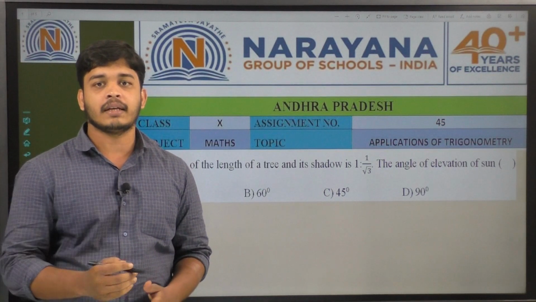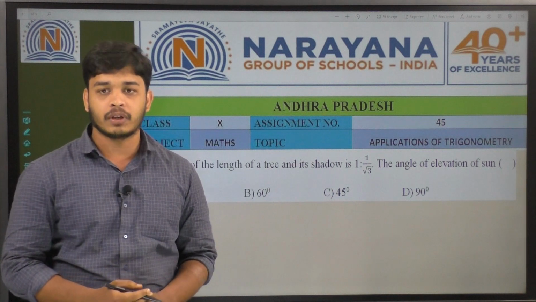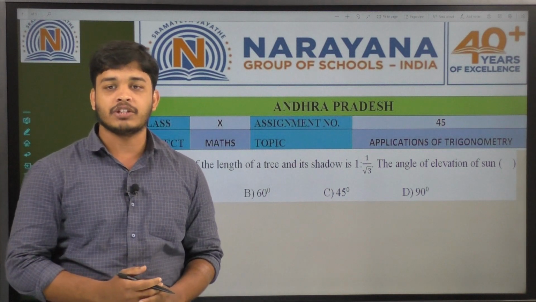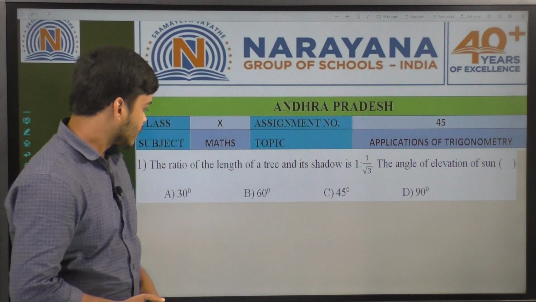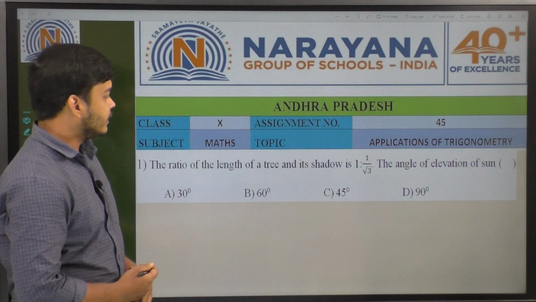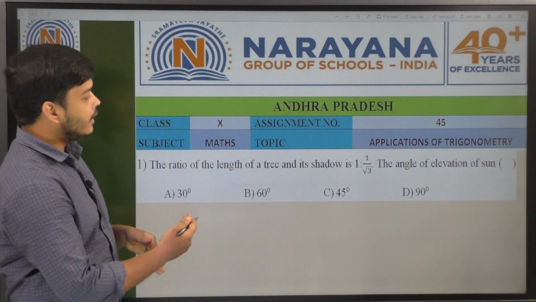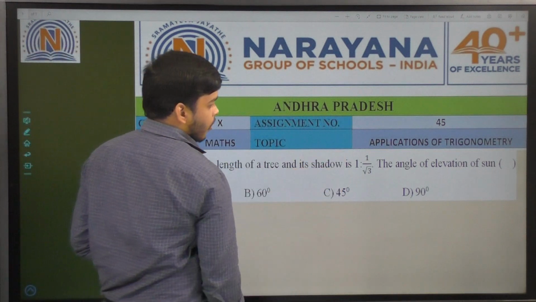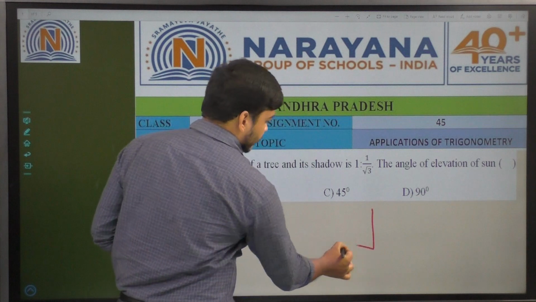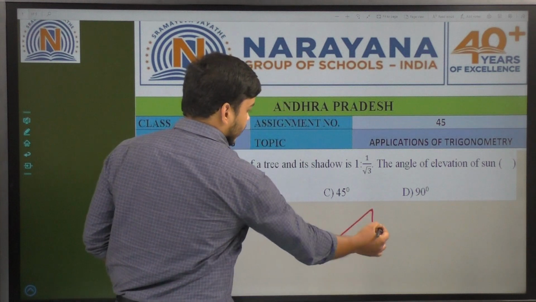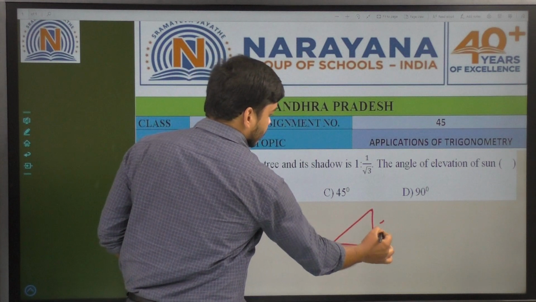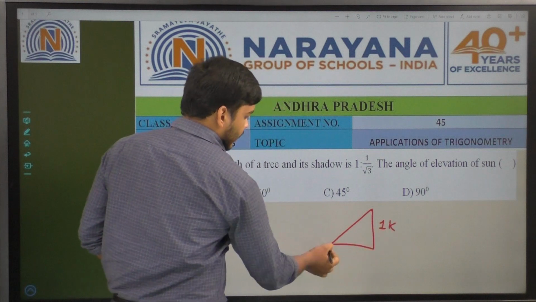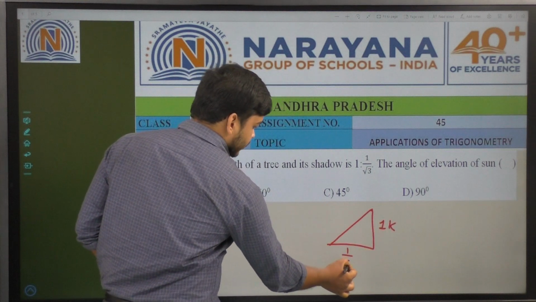Today we are discussing 10th Standard Mathematics Assignment number 45 in the topic Applications of Trigonometry. Now the first question. The ratio of the length of a tree and its shadow is 1 is to 1 by root 3. Therefore, for example, the length of the tree is 1k and the shadow is 1 by root 3.